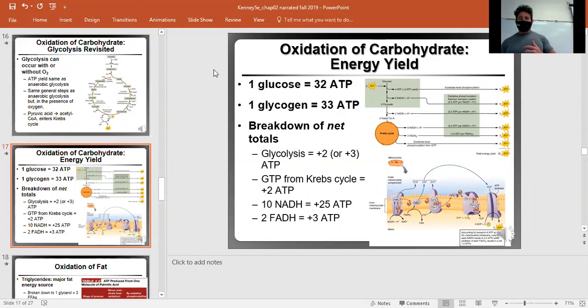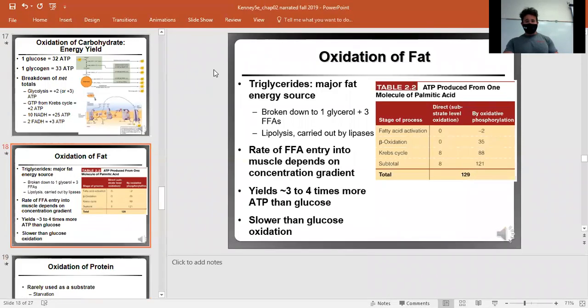So glycolysis itself, remember guys, is only going to net us a good 2 to 3 ATP: 3 if we're starting from glycogen, 2 if we're starting from glucose because of the activation cost. However, all of that NADH and FADH2 is going to generate ATP, and that's where we're going to get the major energy gains at the end. Okay? So that is for aerobic breakdown of carbohydrates. The electron transport chain and the citric acid cycle both occur inside of the mitochondria of the cells.